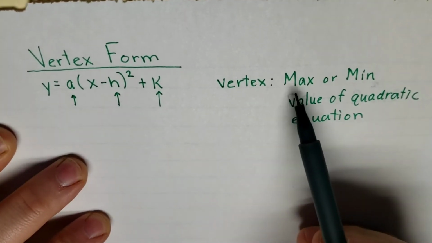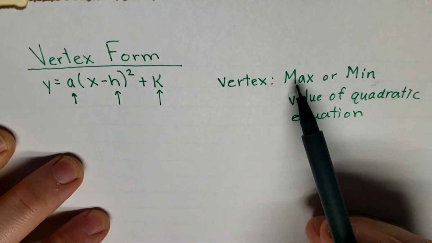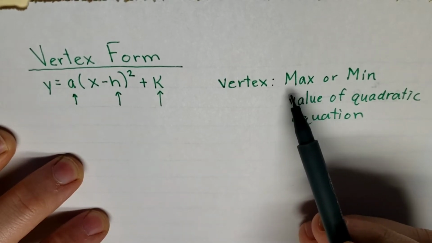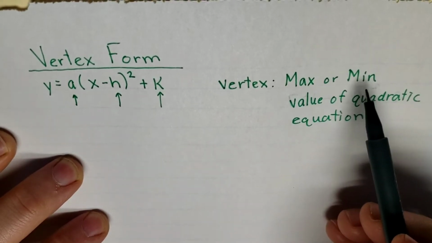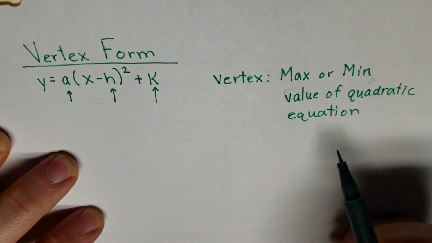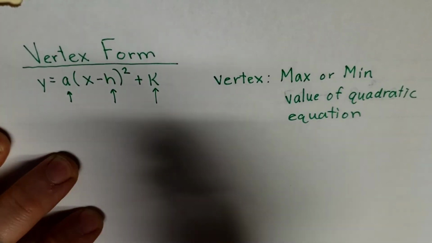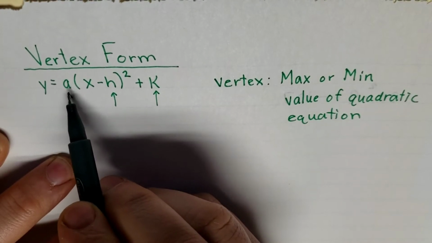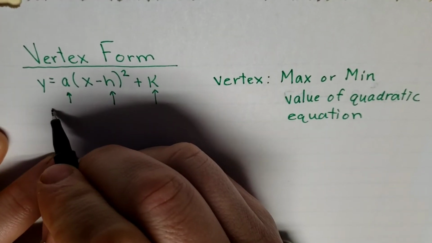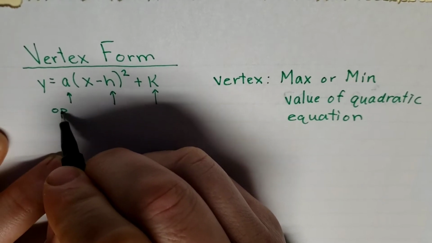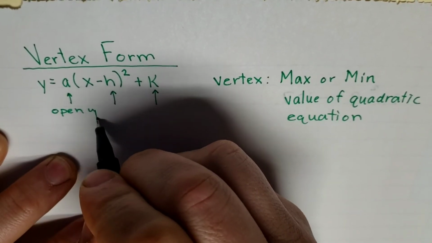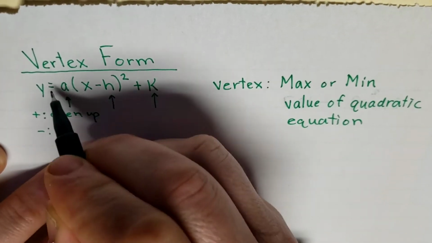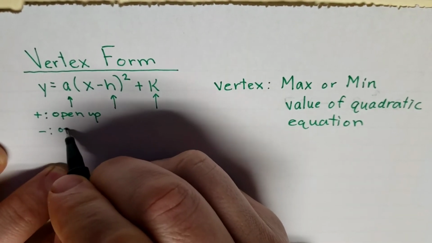Okay. So if it's a maximum, it'll represent like the maximum number of money or time or days or whatever that you could make. If it's a minimum, it would represent the least amount of those particular things you make. And in vertex form, just like standard form, the A is going to represent whether your parabola opens up, and that'll be if it's positive. And if your A value is negative, it's going to open down.